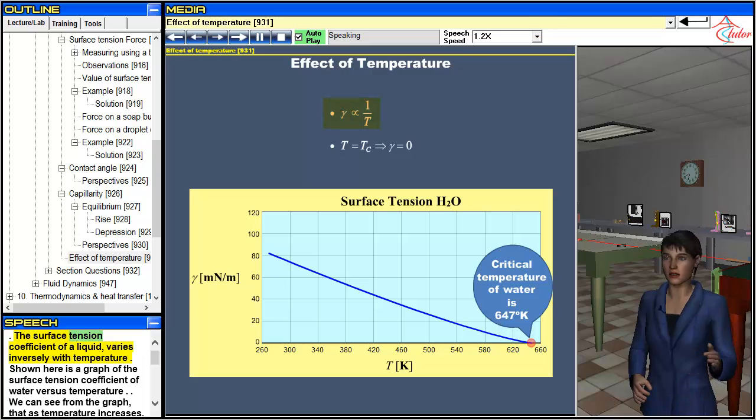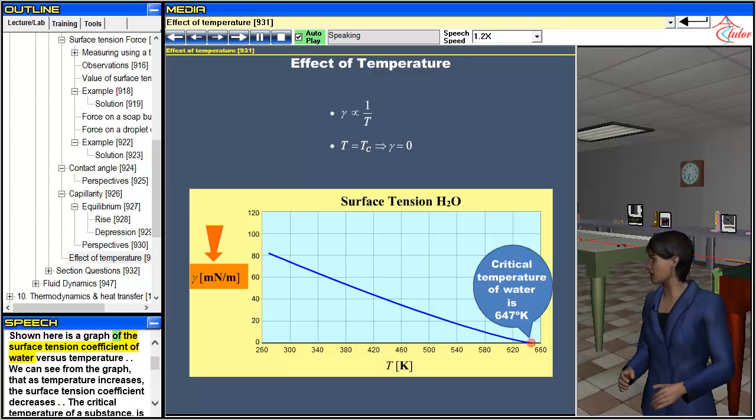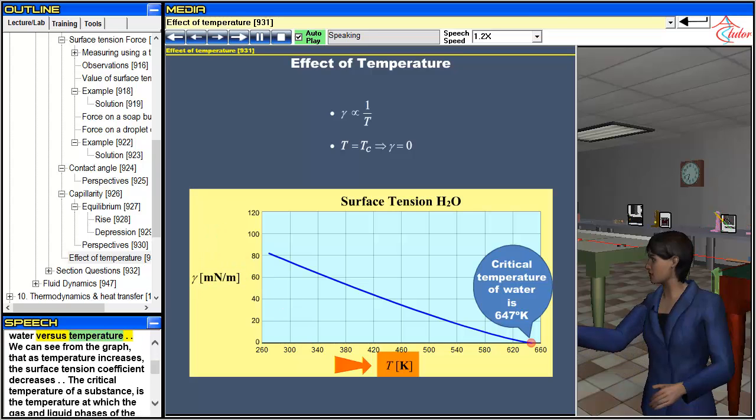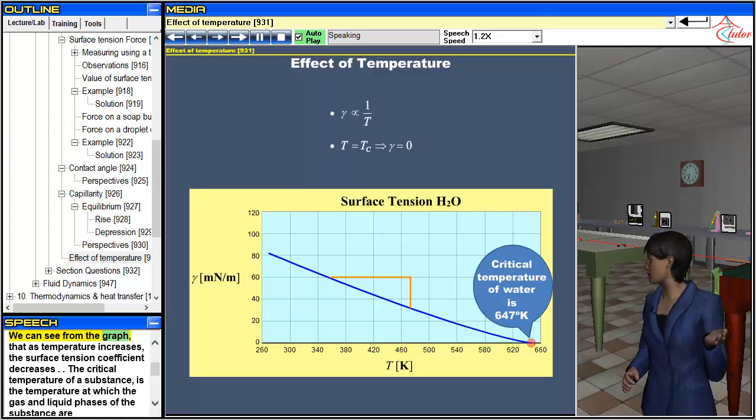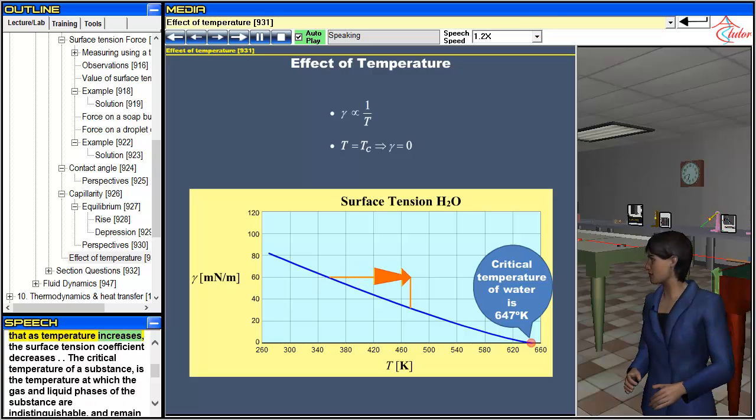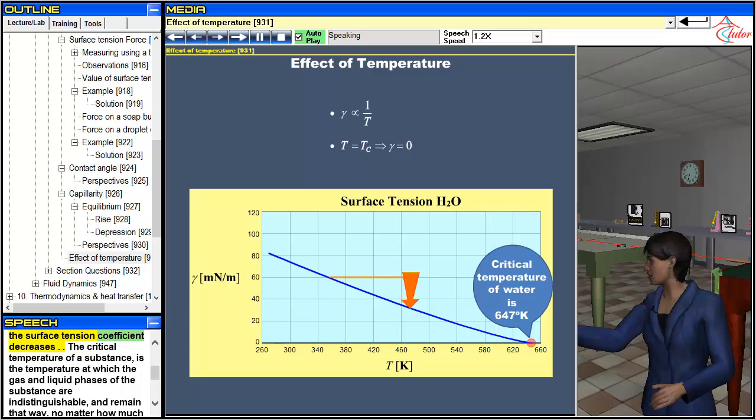The surface tension coefficient of a liquid varies inversely with temperature. Shown here is a graph of the surface tension coefficient of water versus temperature. We can see from the graph that as temperature increases, the surface tension coefficient decreases.